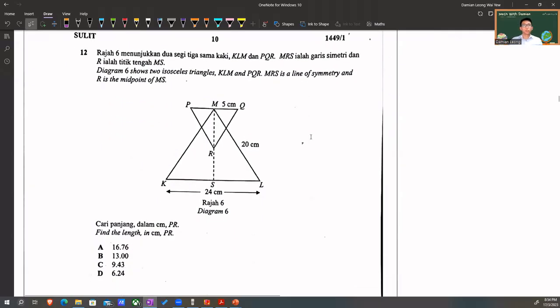Okay, so question 12. Diagram 6 shows two isosceles triangles, KLM and PQR. MR is line of symmetry. R is midpoint of MS. So find the length of PR.